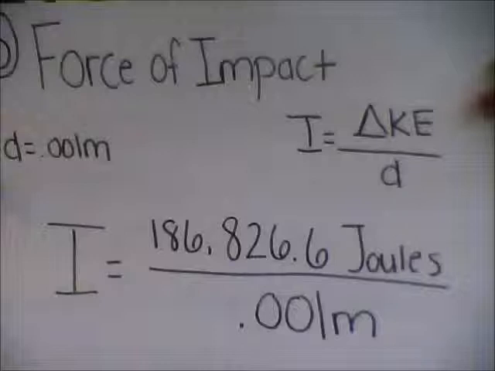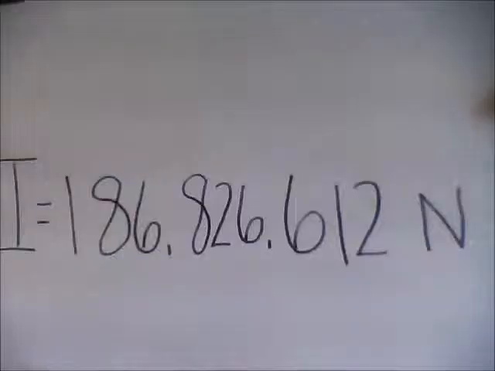Looking back to the previous calculations, I am able to find the force Neo hit the pavement with. I will divide the kinetic energy by the distance Neo traveled after hitting the concrete. I don't know for certain the distance Neo traveled after impact, but I have estimated it to be 0.001 meters. The average force of impact will then equal 186,826.6 joules divided by 0.001 meters, equaling a force of 186,826,612 newtons.